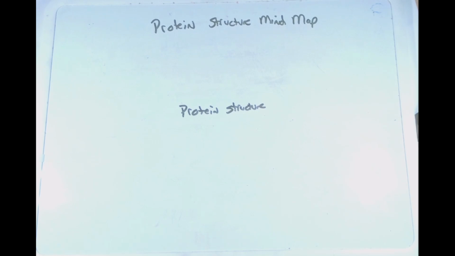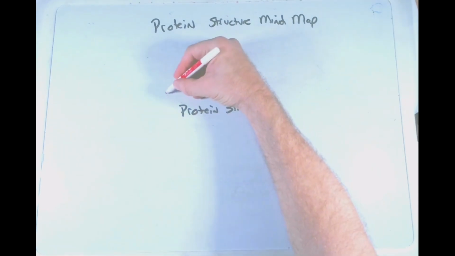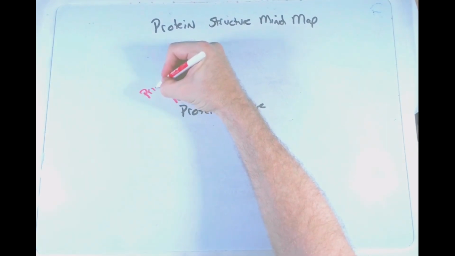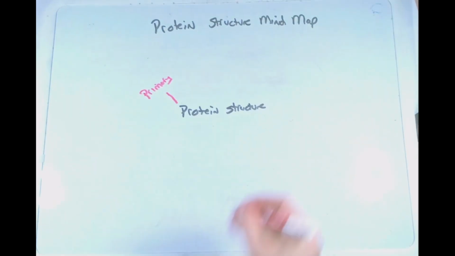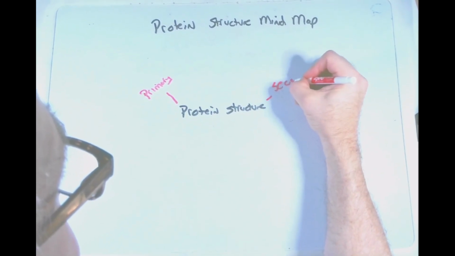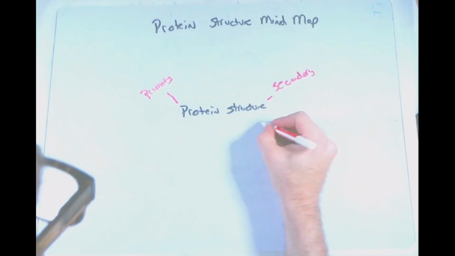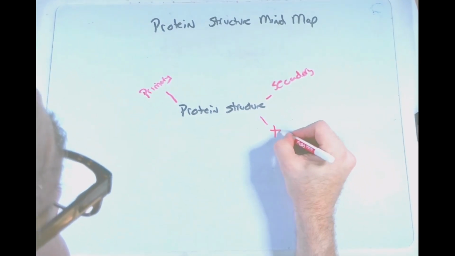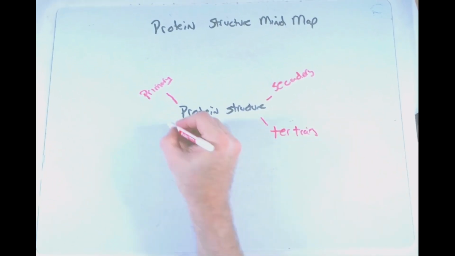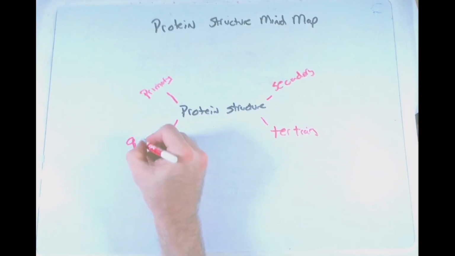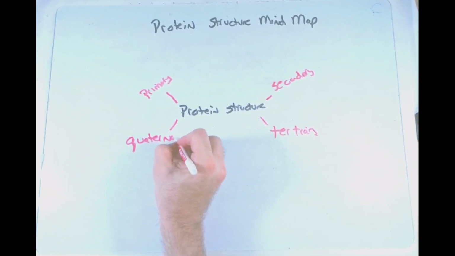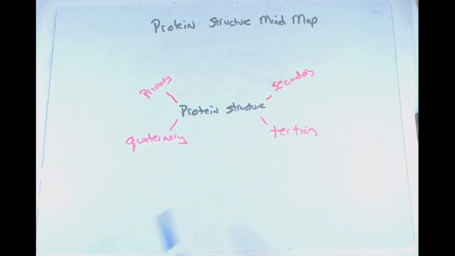In this case, protein structure can be corresponded to a primary structure, a secondary structure, a tertiary or third level of structure, and finally a quaternary or fourth level of structure associated with proteins. And so once we've got protein structure, and we know that within that we've got primary, secondary, tertiary, and quaternary, we can start to fill in some details.